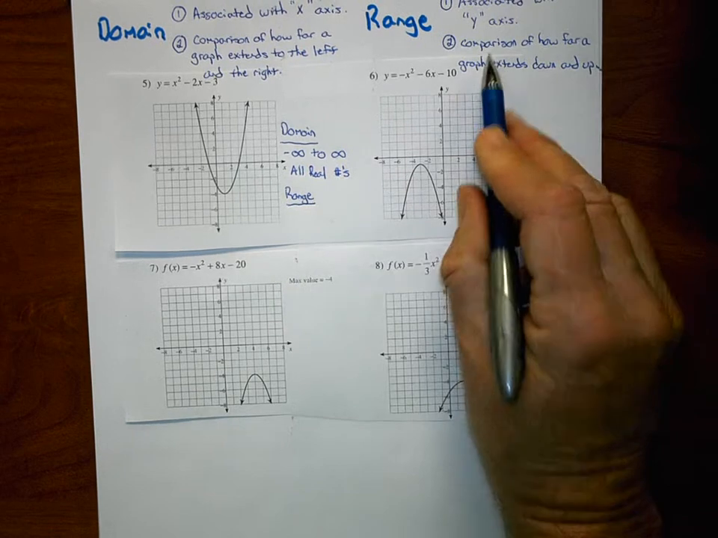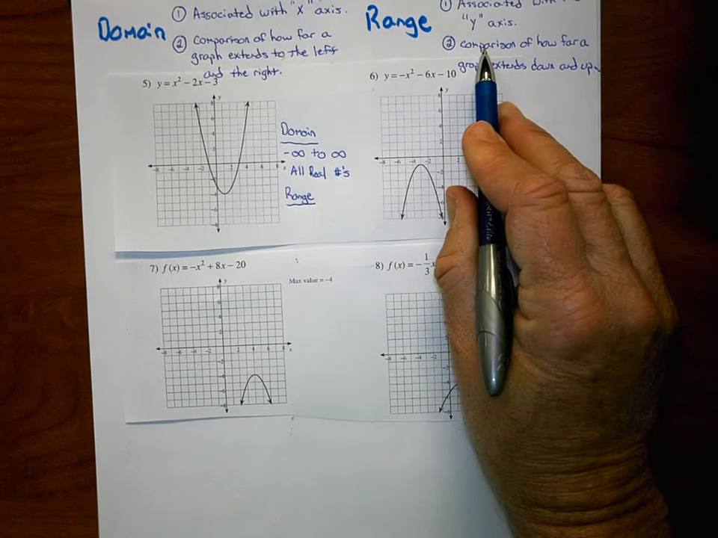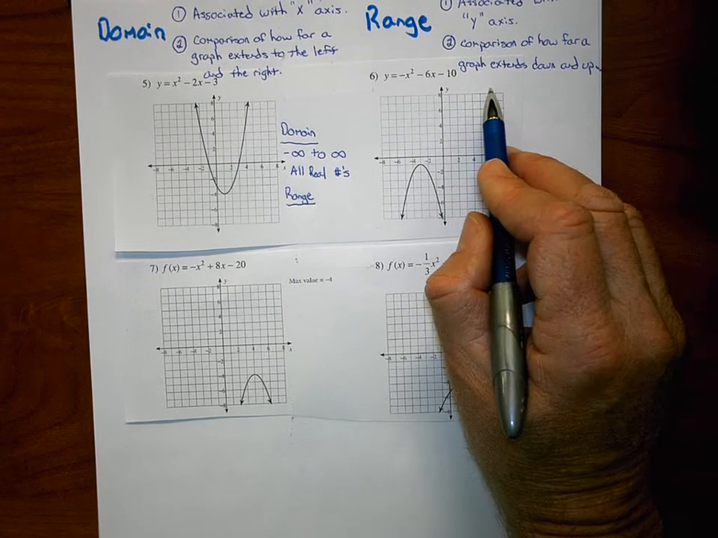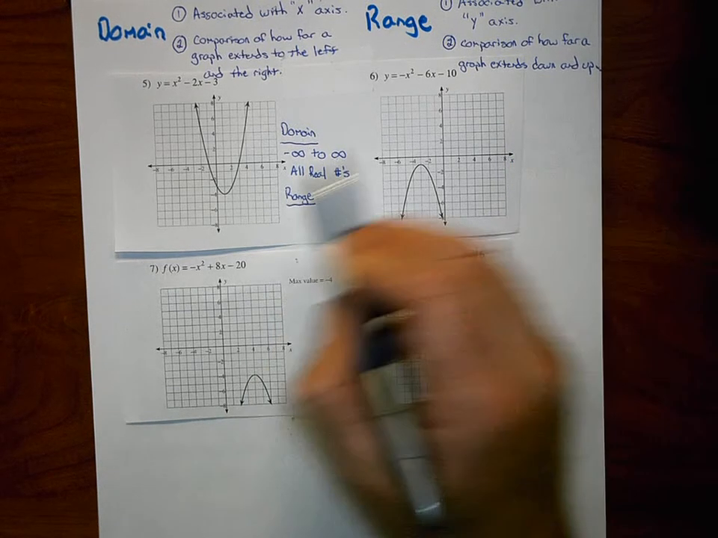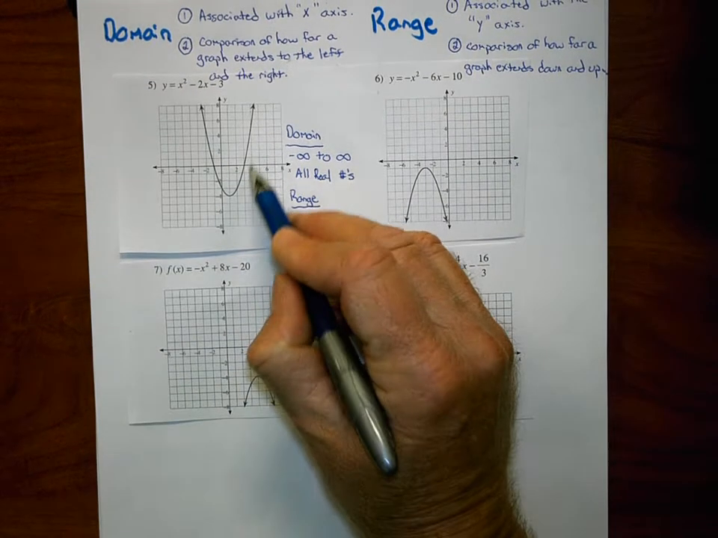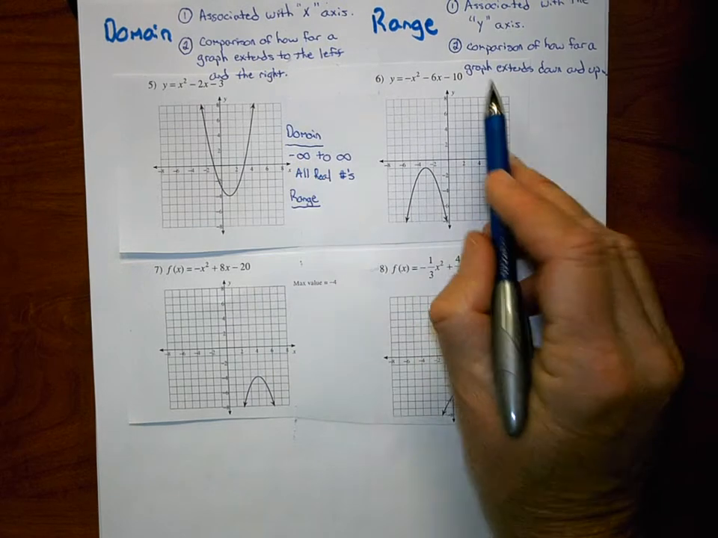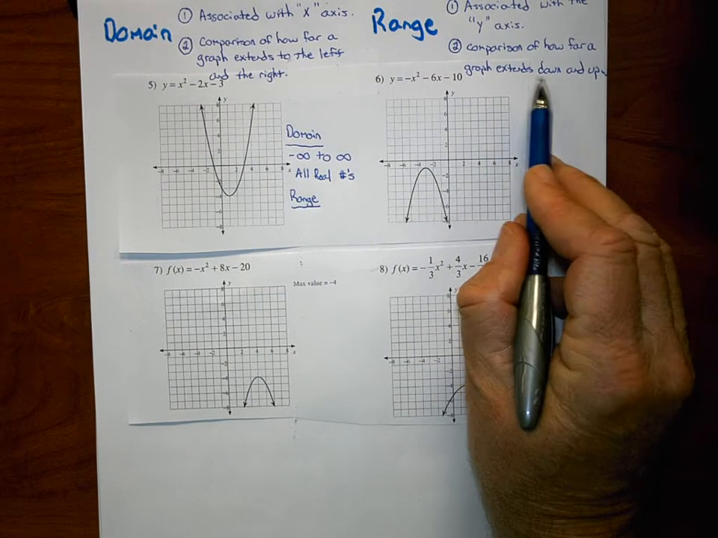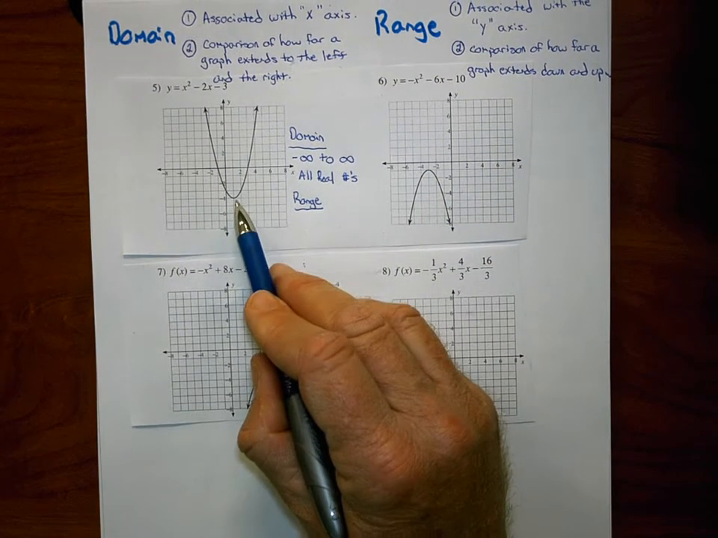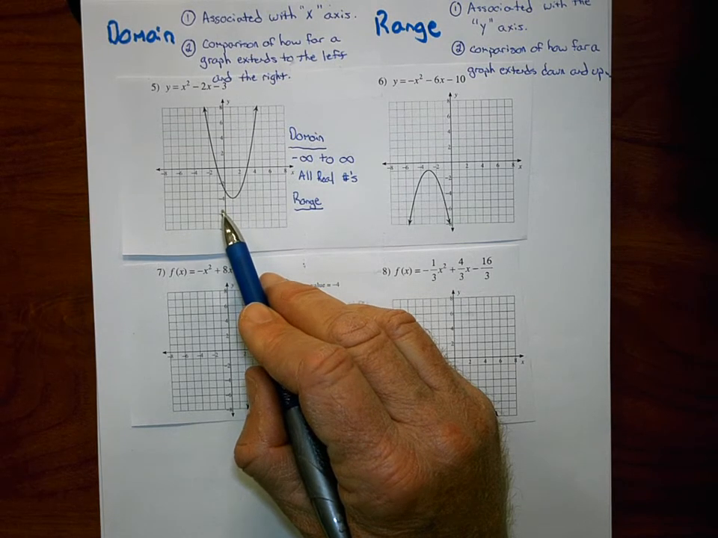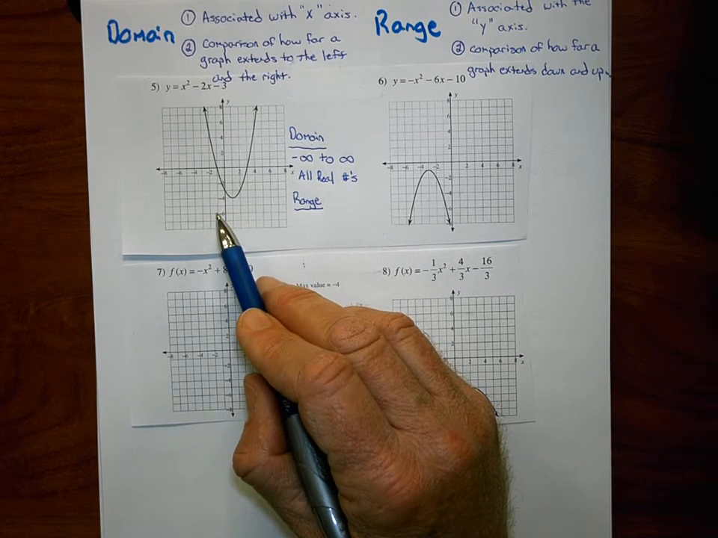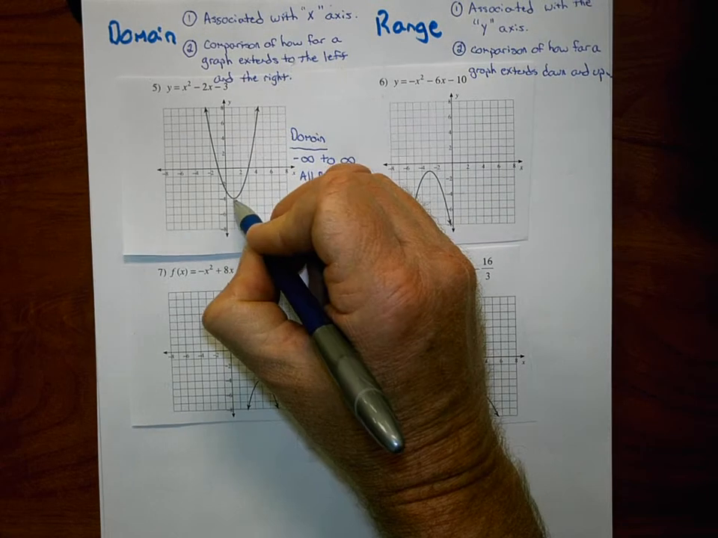Now the range is a comparison of how far a graph extends down and up. Okay? So let's look at this parabola. Range. First of all, we look at how far it extends down. Does this graph go down forever? No. Does it bottom out at some point? Yes. It actually bottoms out right there.